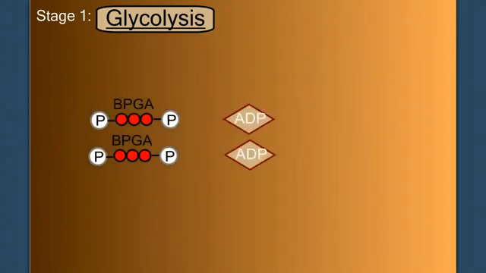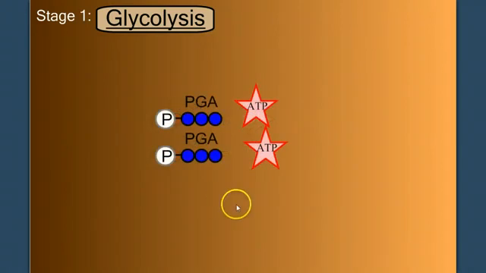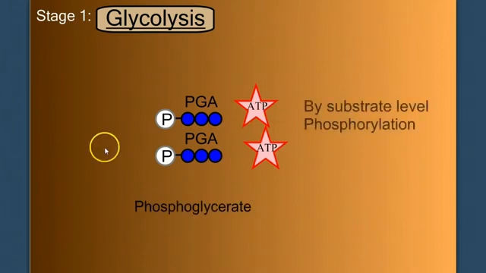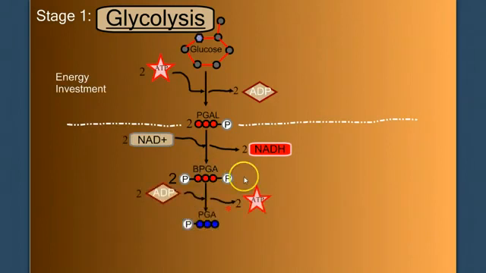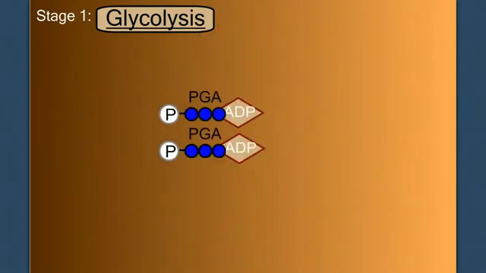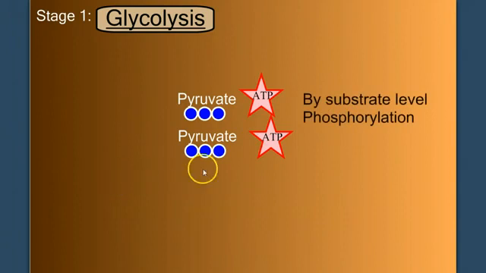The BPGA will phosphorylate ADP into ATP, and BPGA becomes PGA, or phosphoglycerate. And these ATP were made by substrate level phosphorylation. And let's add that to our flow chart here. So the BPGA phosphorylate ADP into ATP, becoming phosphoglycerate. The 2 phosphoglycerate then phosphorylate another 2 ADP into 2 more ATP, again by substrate level phosphorylation. And we end with 2 molecules of pyruvate.